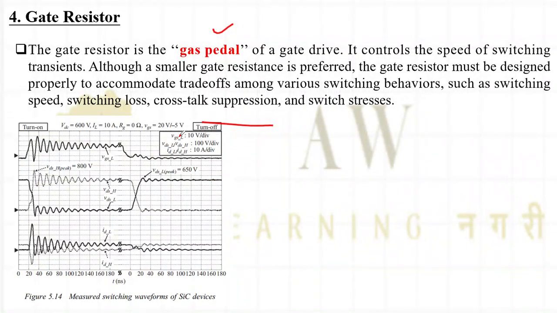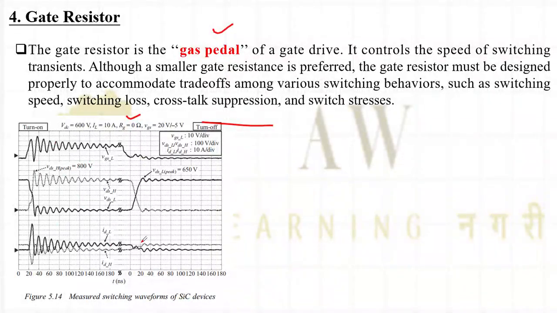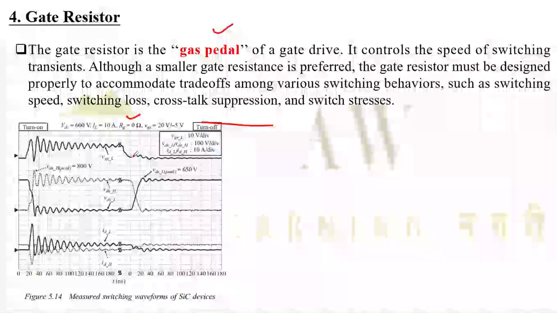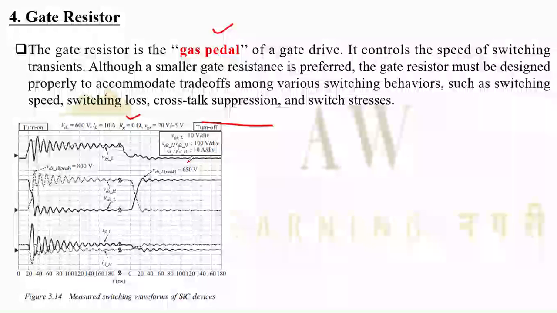Now I will tell you something from this graph. I have some gate drive, and in this gate drive I have considered the gate resistance Rg as 0. Now when Rg is equal to 0, you will see the turn on behavior and turn off behavior. During the turn on you are seeing very high transient spikes, and during the turn off very low spikes. So why is this happening?